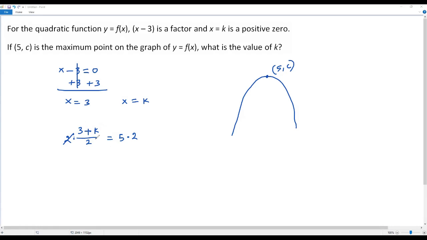Then this 2 will cancel out. We get 3 plus k equals 5 times 2, which is 10. Let me subtract 3 from both sides of the equation. Positive 3, negative 3 will cancel out. I'm getting k on the left side. On the right side, 10 minus 3 is 7. Here I got the value of k, that is 7.